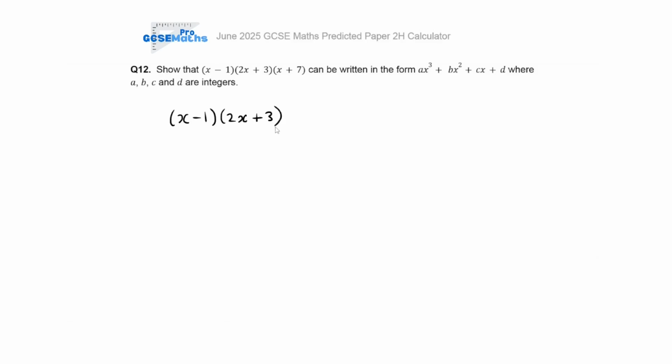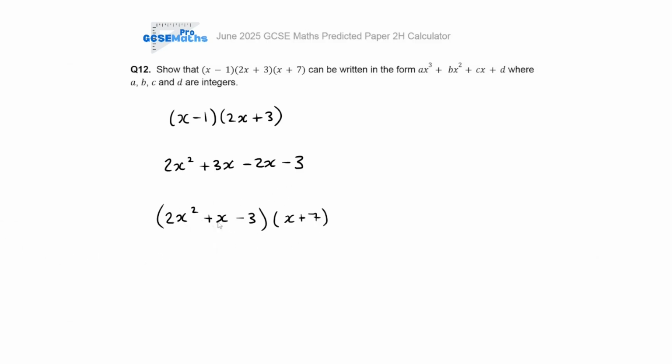So x minus 1 times 2x plus 3. When I expand that, I get 2x squared plus 3x minus 2x minus 3. Now, before you go on, do make sure you simplify that. So I get 2x squared plus x minus 3. Now, I'm going to bring back my third bracket, or whichever one you're missing, which is x plus 7.